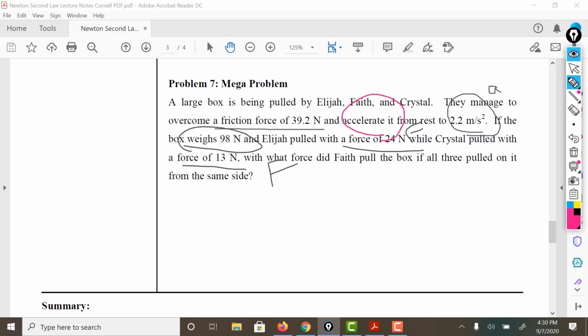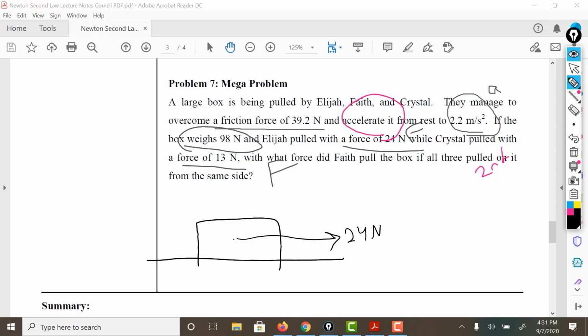It's accelerating, so this is Newton's second law. Let's draw a free body diagram. Elijah pulls with a force of 24 newtons. We have Crystal pulls with a force of 13 newtons. And then we have Faith also pulling with, I'm going to call this F for Faith, for force, pulling. And all three are pulling together on the same side, right? That's what it says right here. Okay, it experiences a frictional force that they have to overcome of 39.2. Most impressive.